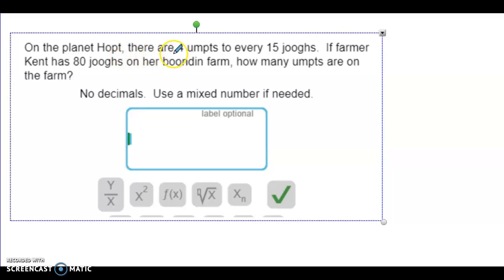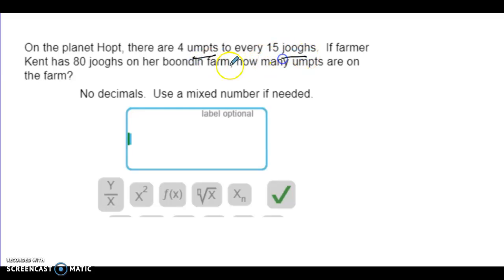I love these real world contexts. I don't know if I'm pronouncing these names right. I don't know what a umt is or a jugs, but that's how I'm pronouncing them. On the planet Hopped, there are 4 umps to every joog. If Farmer Kent has 80 joogs on her farm, how many umps are there on the farm? So I always, first rule of thumb, label your ratio in words.